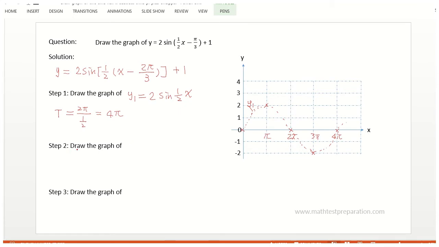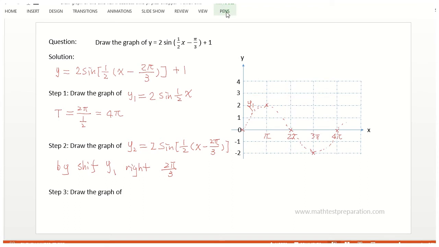Now, step 2, draw the graphic of y2 equals 2 times sine half x, subtract 2 pi divided by 3, by shifting y1. Because here is a negative sign, shift y1 in the right direction, right 2 pi divided by 3 units.